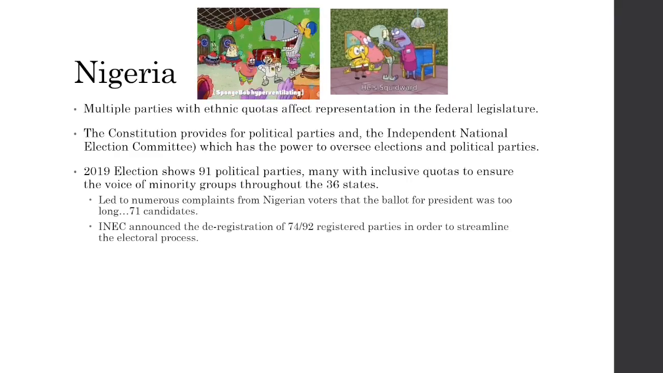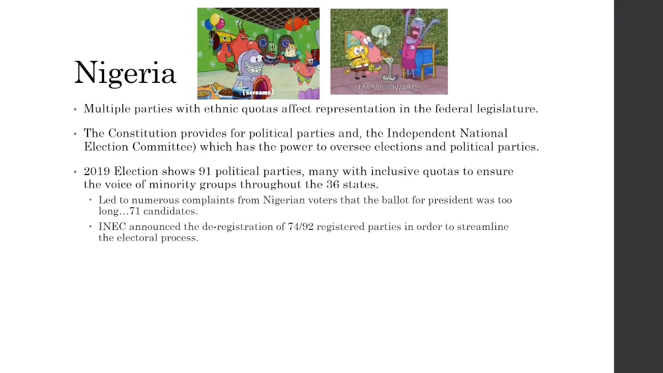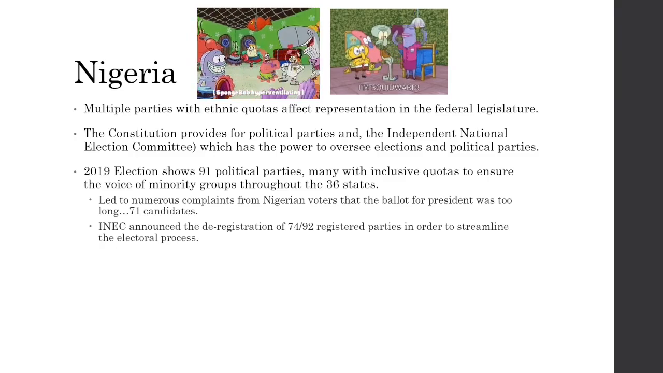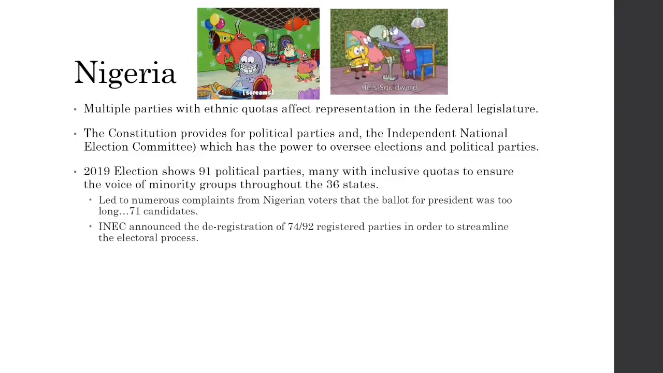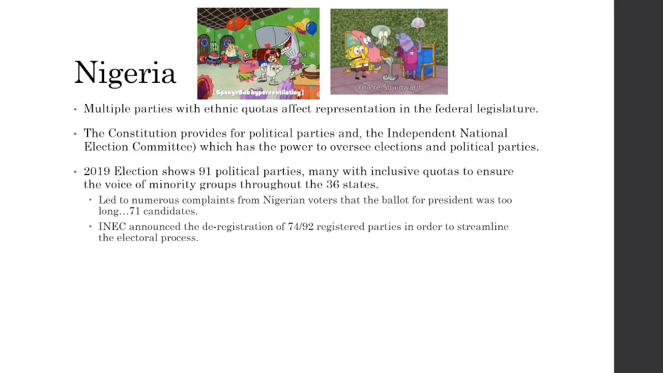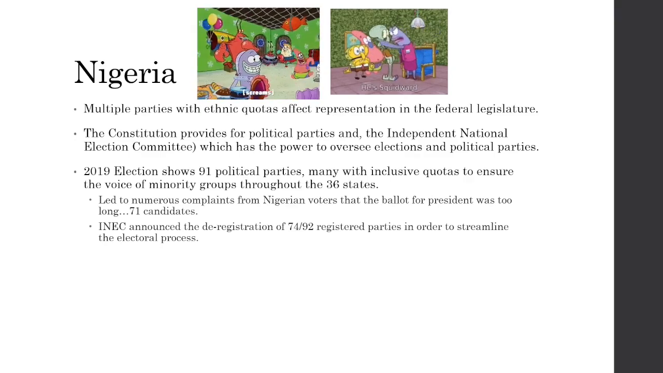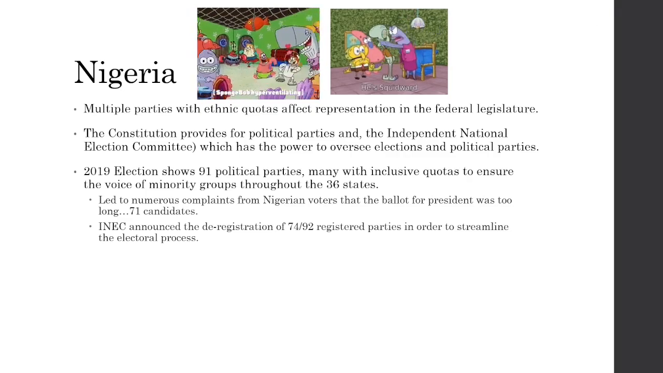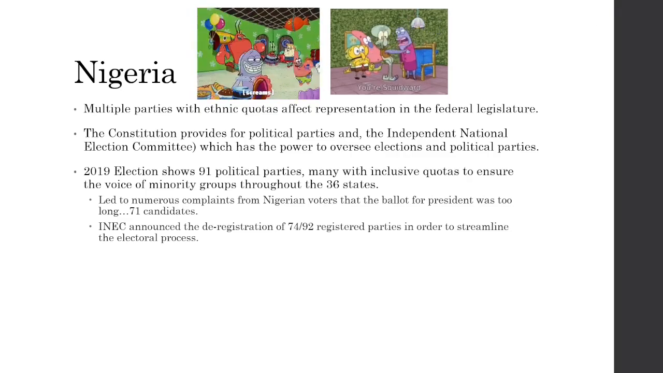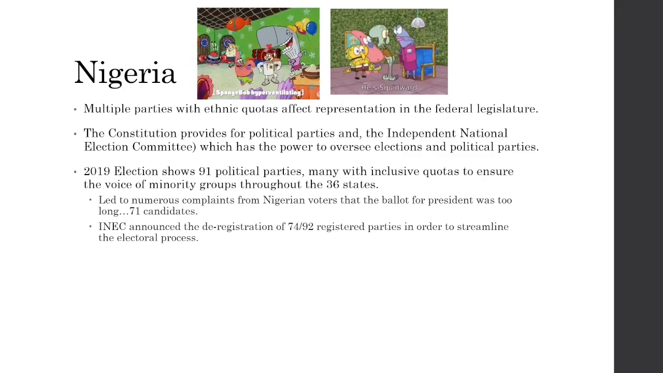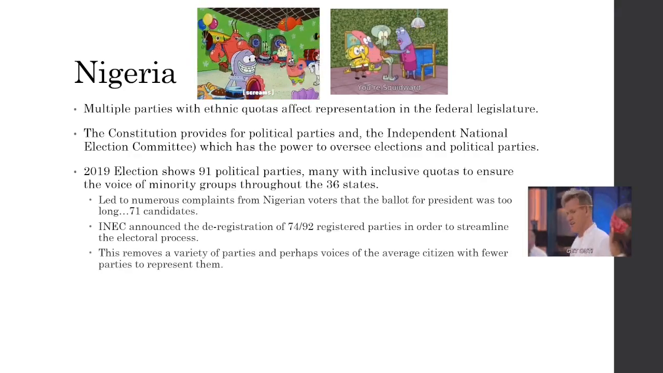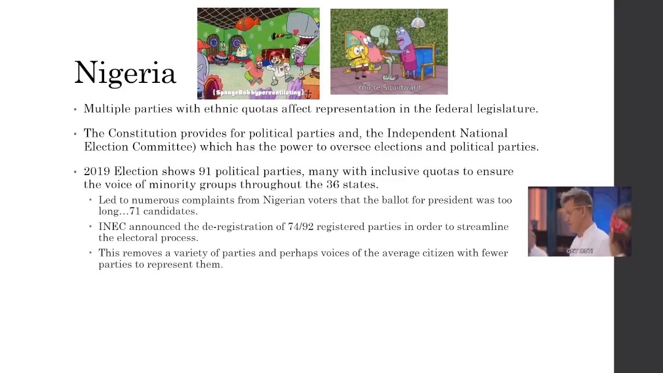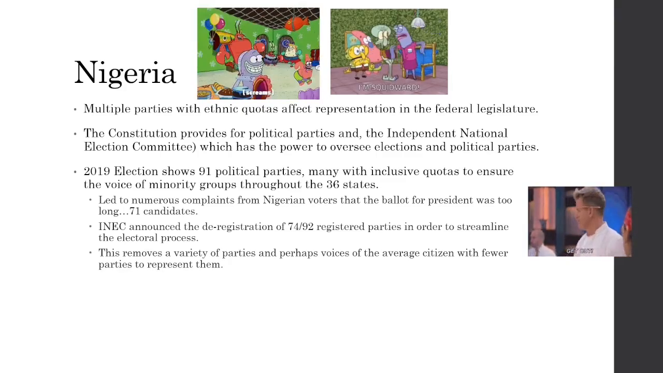The International Elections Committee announced the deregistration of 74 out of the 92 registered parties. This came out, there was another party added on after that. That's why the map doesn't add up. Not that important, though. This was in order to streamline the electoral process, make it more efficient, and to get rid of these complaints. I mean, 71 candidates is a lot. And this removed a variety of parties and voices, essentially, as the average citizen had fewer parties to represent them.